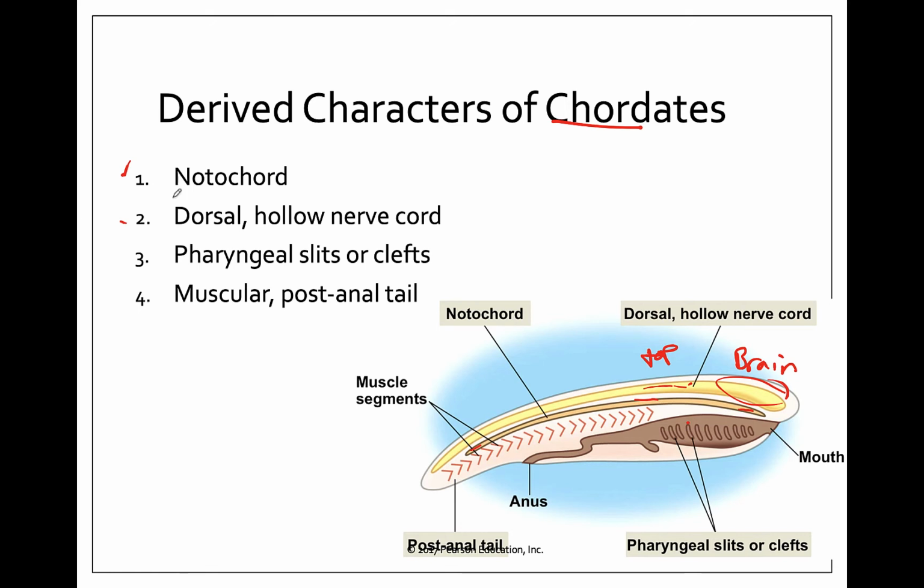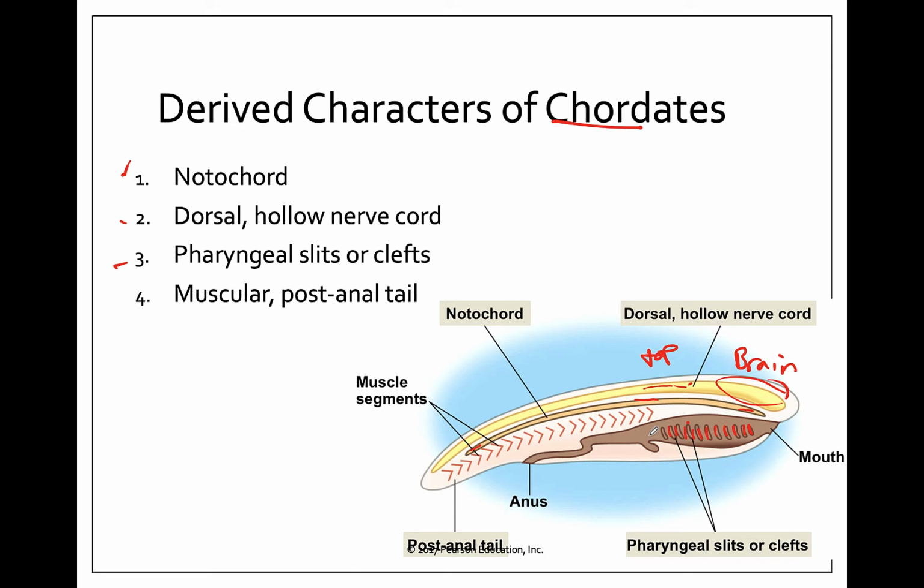Number 3 is our pharyngeal slits or clefts. So here we can see these little slits in the throat of the digestive tube. Some organisms are going to retain these. These are typically going to allow water to move through the grooves. We believe that the first function of these pharyngeal slits was actually for feeding. So they would allow water to leave and then keep the food inside of the gut tube.